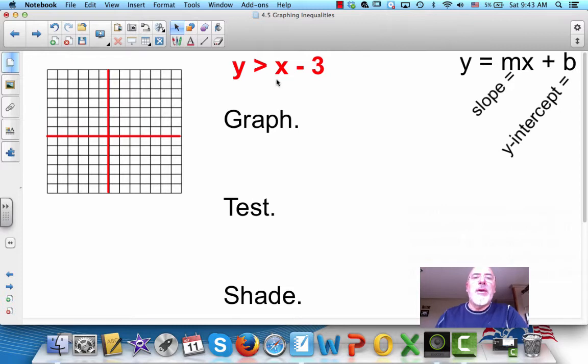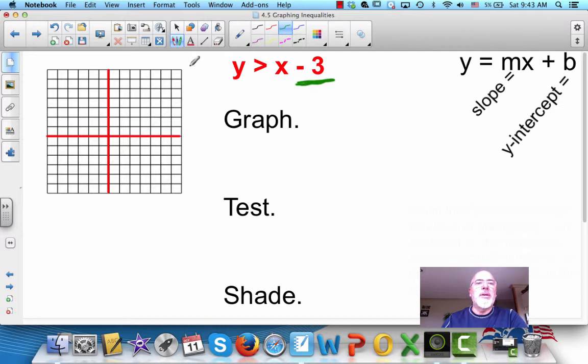Let's look at an example. We've got y is greater than x minus 3. You remember that when you're graphing, the first thing you do is look for the y-intercept. So the y-intercept is negative 3. Let's come over here and graph negative 3: 1, 2, 3. The next thing you look at is the slope, and the slope is 1 over 1. So we go up 1 over 1, up 1 over 1. I do several points on here because it's easier on me. Up 1 over 1. And then we draw a line.